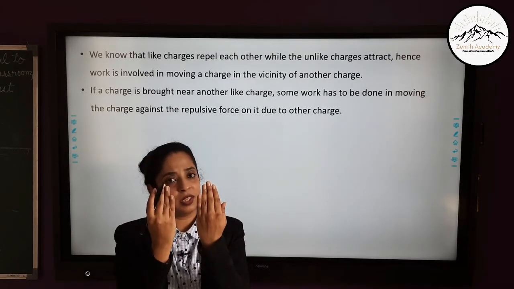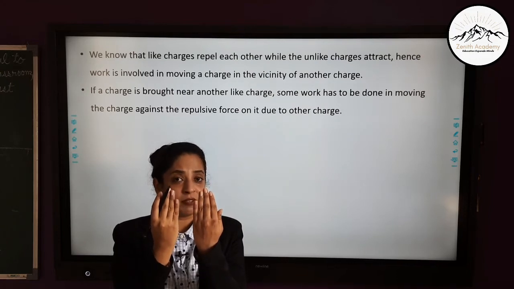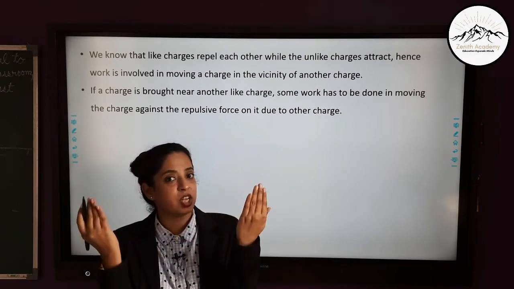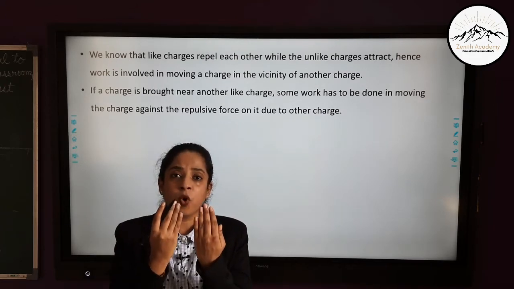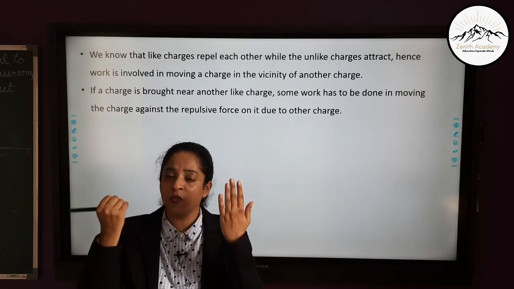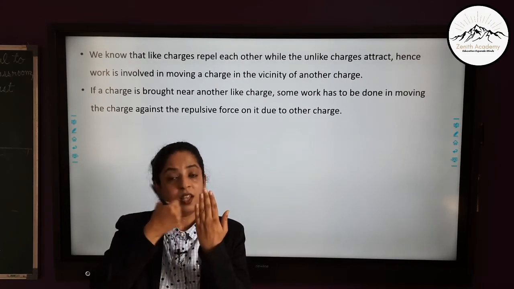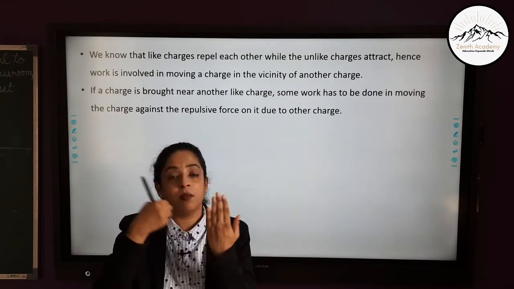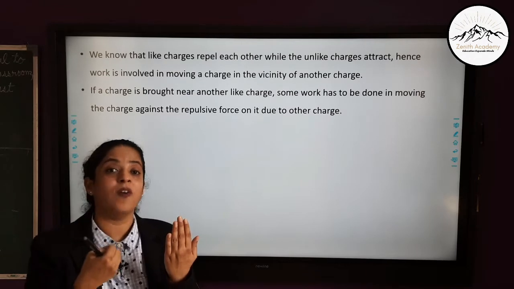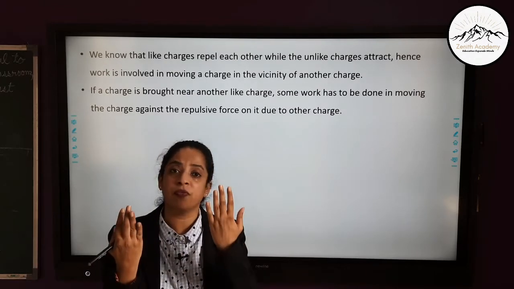Suppose there are two positive charges. Now, these two positive charges will repel each other because they are like charges and like charges repel. Now, if there are two charges and I want to move this charge close to that charge, then it becomes very difficult because we have to overcome the repulsive forces. So a lot of work is involved in moving a charge in the presence of another charge.